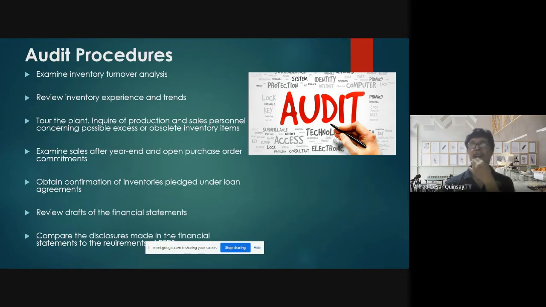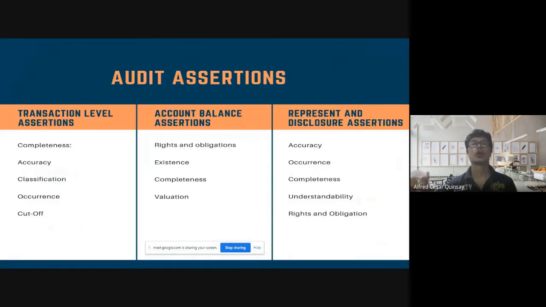Kasi ang PFRS, meron ding panuntunan yan, especially sa valuation ng inventory. Let's say for example, kung na-write down ang inventory because of obsolescence, these are some of the things na yung bang impaired na. So maaaring it should be recorded dun sa recoverable value. So those things, under some standard. Okay, so these are what you see here, yung sa audit assertions.